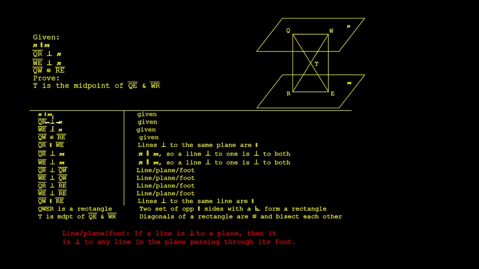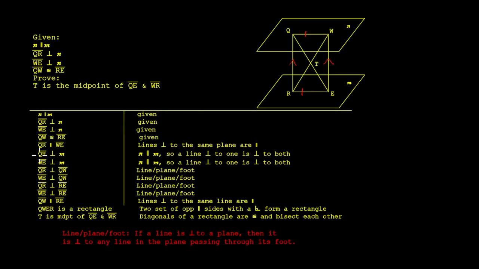Next, QR is perpendicular to n, and WE is perpendicular to n, given. These two line segments here are perpendicular to plane n. Next, QR is parallel to WE. Lines perpendicular to the same plane are parallel. So if you think back to plane geometry, two lines here perpendicular to the same line over here are parallel to each other. Then two lines in space perpendicular to the same plane are parallel to one another. So QR is parallel to WE.